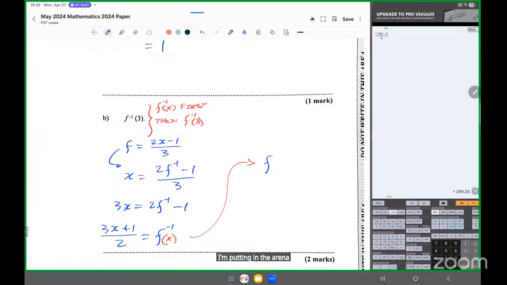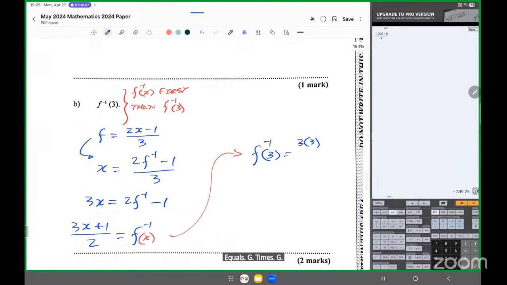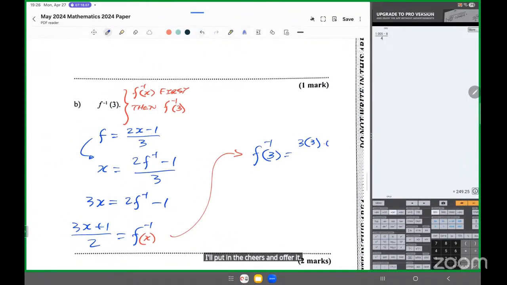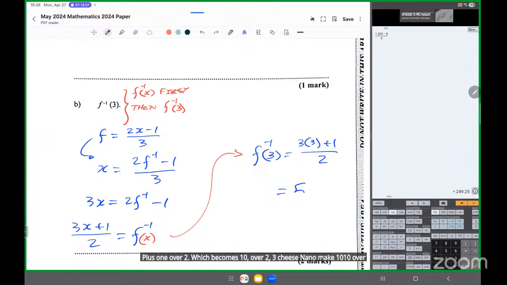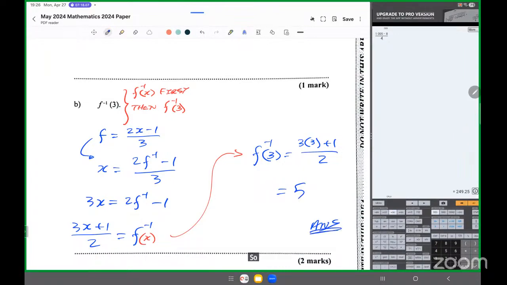Then from this, you can continue up here and put in the 3. So f to the minus 1 of 3 now equals 3 times 3 plus 1 over 2, which becomes 10 over 2. 3 times 3 is 9, plus 1 makes 10. 10 over 2 is 5. So the answer right there is 5. All right? That is it.